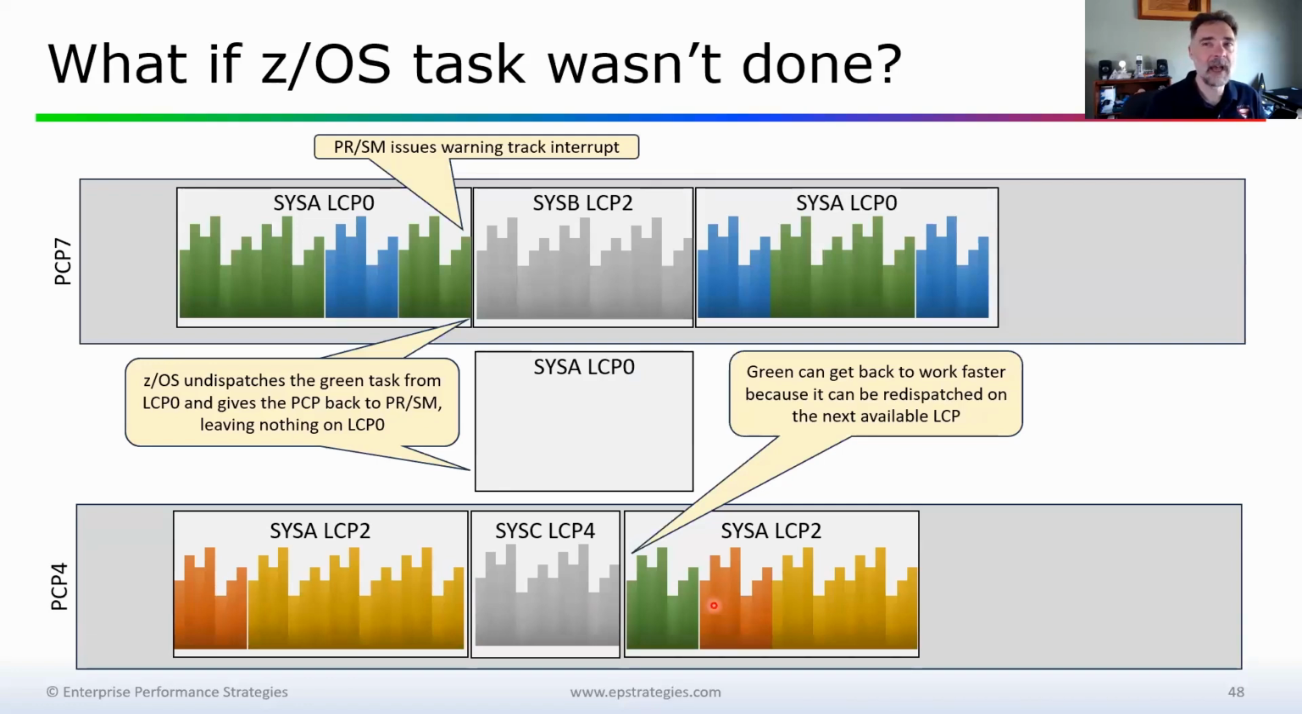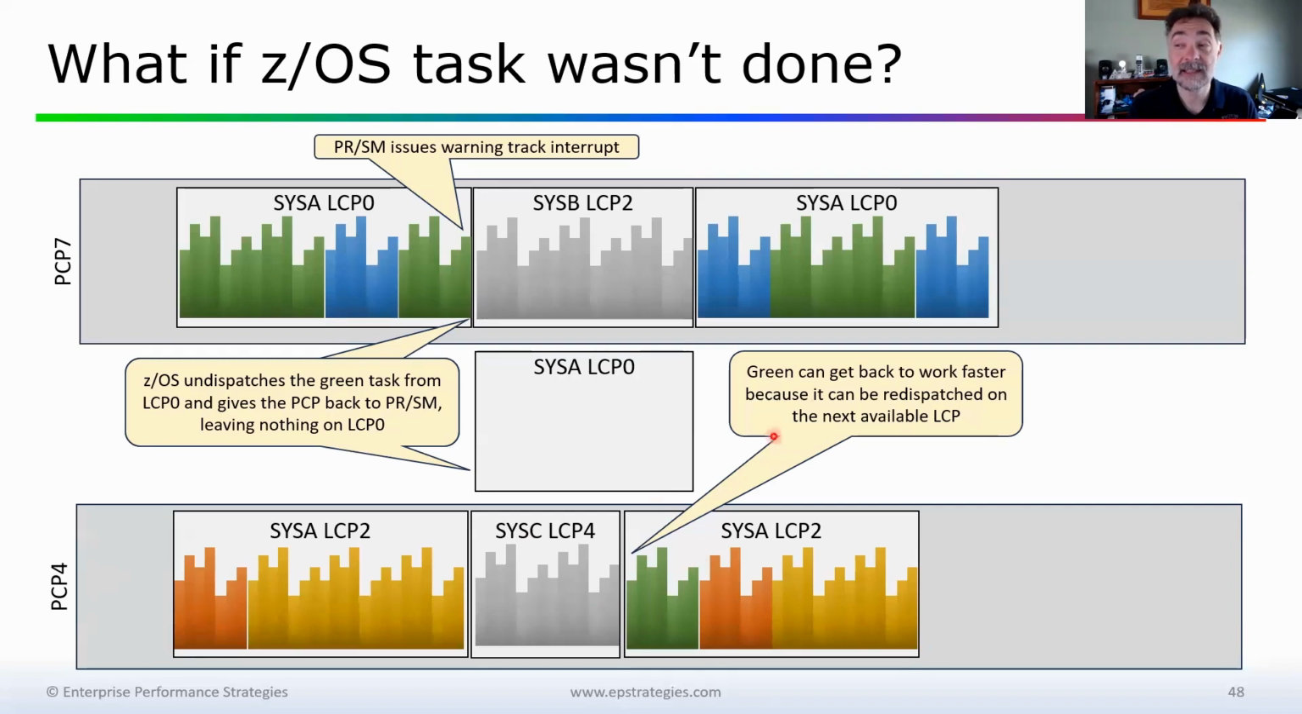So what happens if that ZOS task wasn't done? Prism issues a warning track here. ZOS undispatches the green task. And so now that green task isn't running because sys-A doesn't have any physical processors to run on, at least that we're depicting here, right? But in this case, when sys-C finishes with a physical processor 4 down here and gives that processor back to Prism, Prism happens to give that physical processor to sys-A, well, now sys-A could redispatch that green task on this physical processor down here. Yes, it might not be as good as coming up to this one here, depending upon where they are physically located in the cache and so forth, or in the nest.